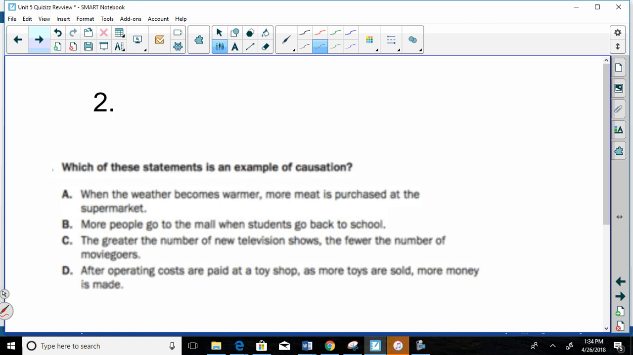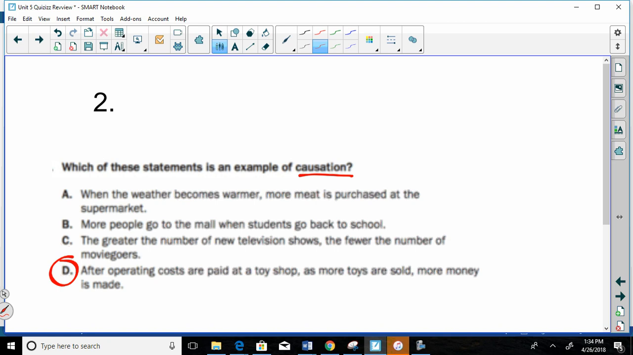Remember, correlation means one thing affects the other, but it doesn't necessarily mean it causes it. The only thing that one causes the other is D. After operating costs are paid at a toy shop, as more toys are sold, more money is made. The more toys they sell at a toy shop, the more money they're making, right? Does that make sense?